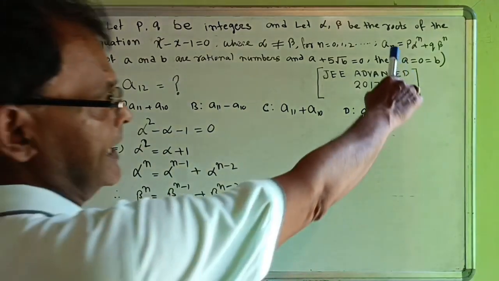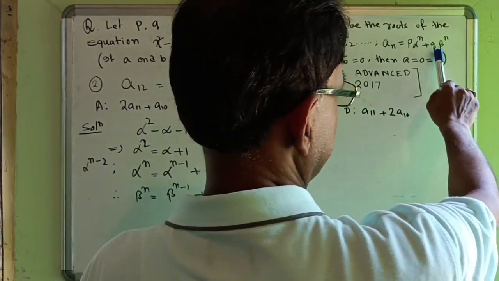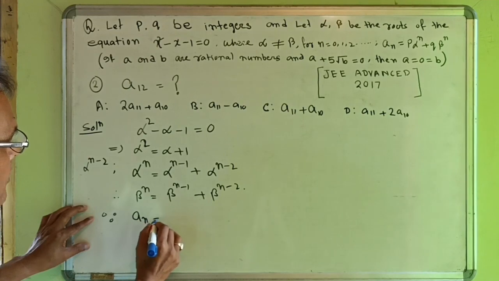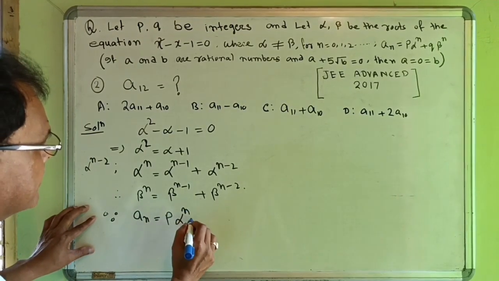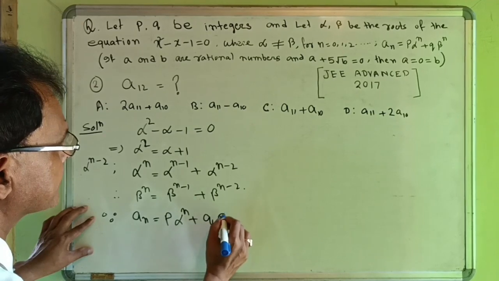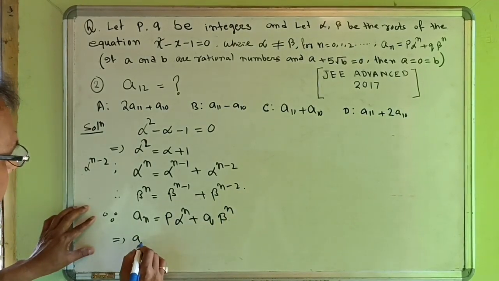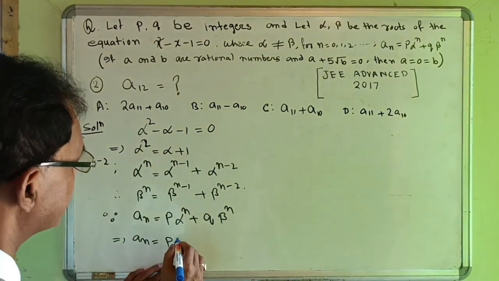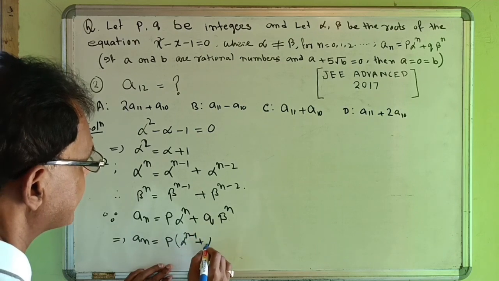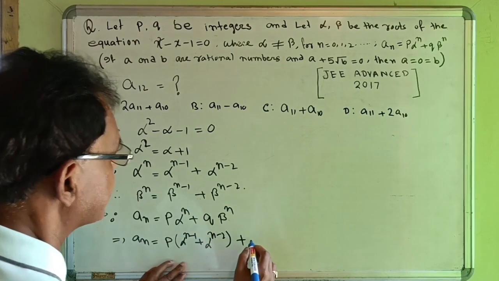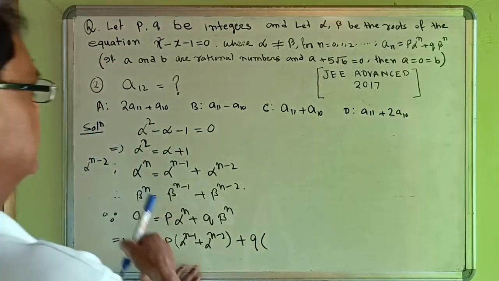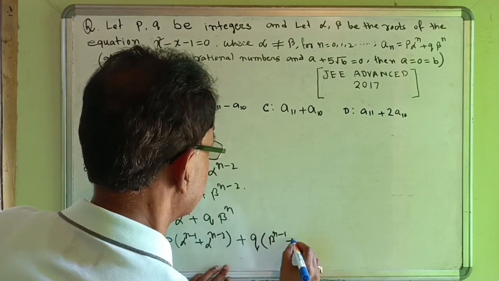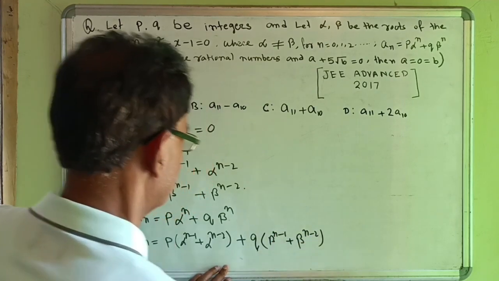It is given that a_n is equal to p alpha to the power n plus q beta to the power n. Since a_n equals p alpha to the power n plus q beta to the power n, this implies a_n is equal to p times (alpha to the power n minus 1 plus alpha to the power n minus 2) plus q times (beta to the power n minus 1 plus beta to the power n minus 2).